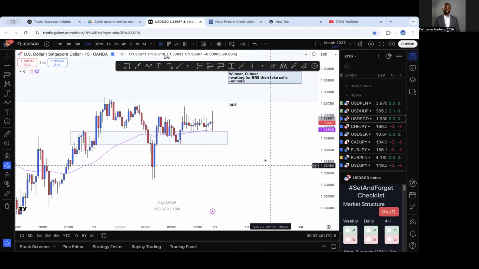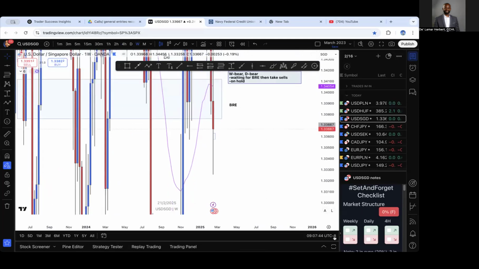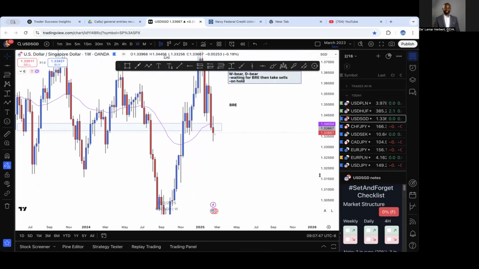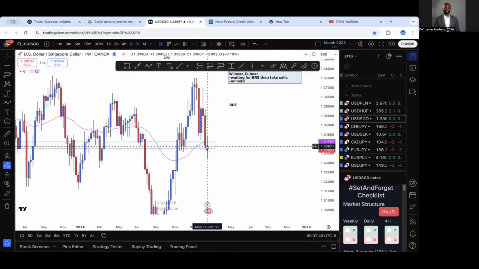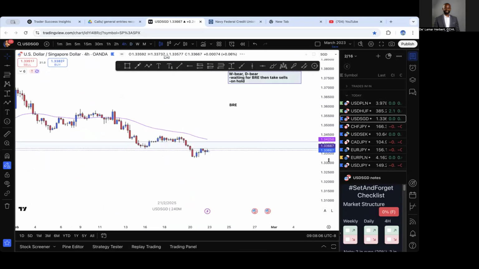USD SGD, the weekly currently is at the lower low. Or currently, at the lower low. No, it's at the AOI. We'll say that. Weekly is at the AOI, bearish. Daily is at the area of interest, bearish. They both are in sync, bearish.